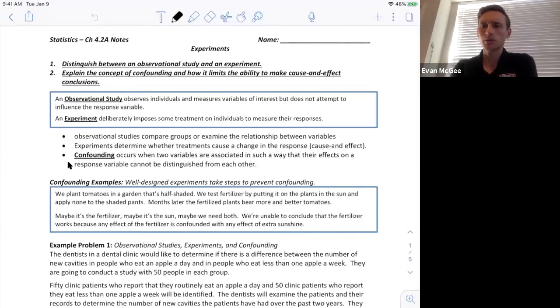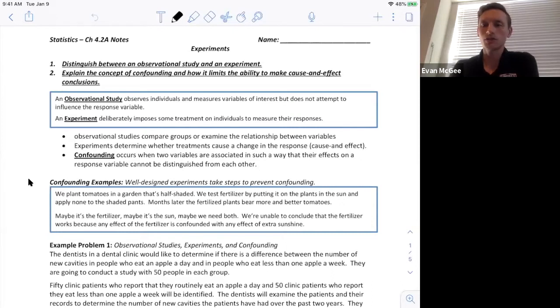Now, when we're experimenting, if it's not done properly, then confounding can occur, and that's when two variables that are associated and have similar effects on the response, and they can't be distinguished from each other. So let's take a look at a simple example of what confounding is.